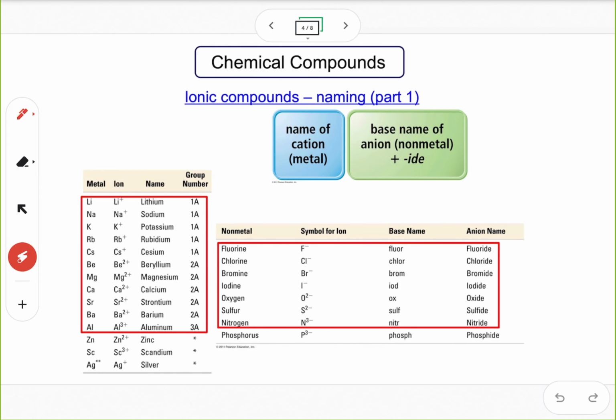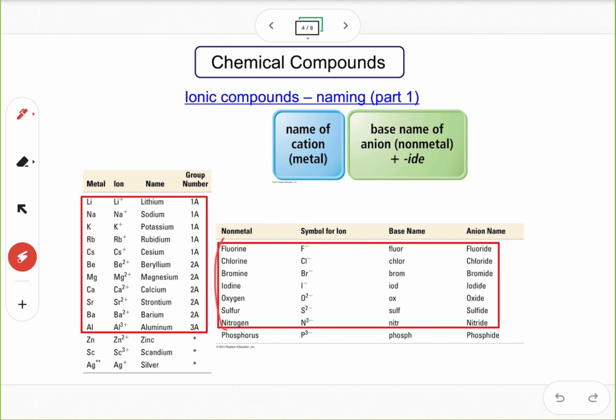Okay, those elements and ions and their names highlighted by the red square, they are required. If I give you this ion, I need you to know its name. If I give you the name, I expect you know the corresponding charge and chemical symbol.